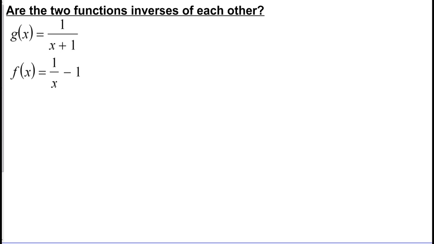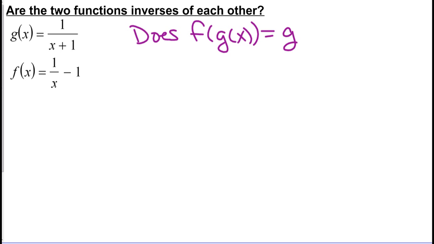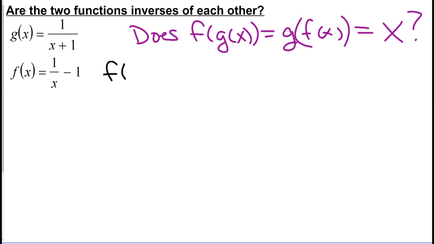asking yourself, does f of g of x equal g of f of x equal x, meaning when I do the composition one way, does it simplify down to x? And when I do the composition another way, does it simplify down to x? So I'm going to do f of g of x first. And remember, I just like to write f of g of x and underline it so I know that that's what I'm doing.